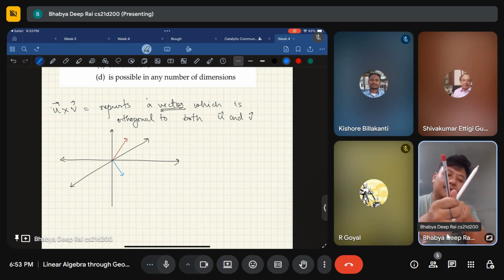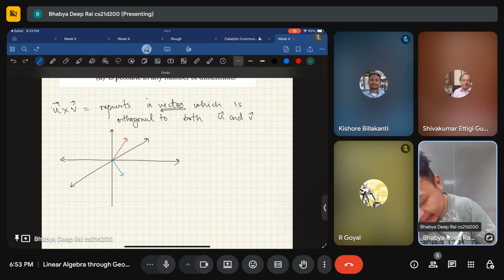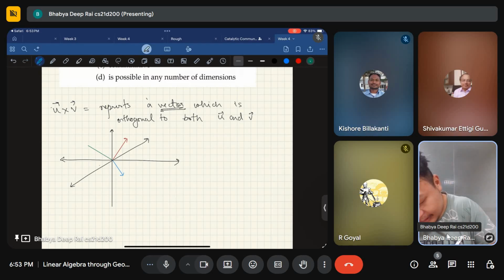Well, you can always put another vector which goes through both of them like this, right? So that is what the cross product represents. It represents a vector which is perpendicular to both of them. That is the cross product.